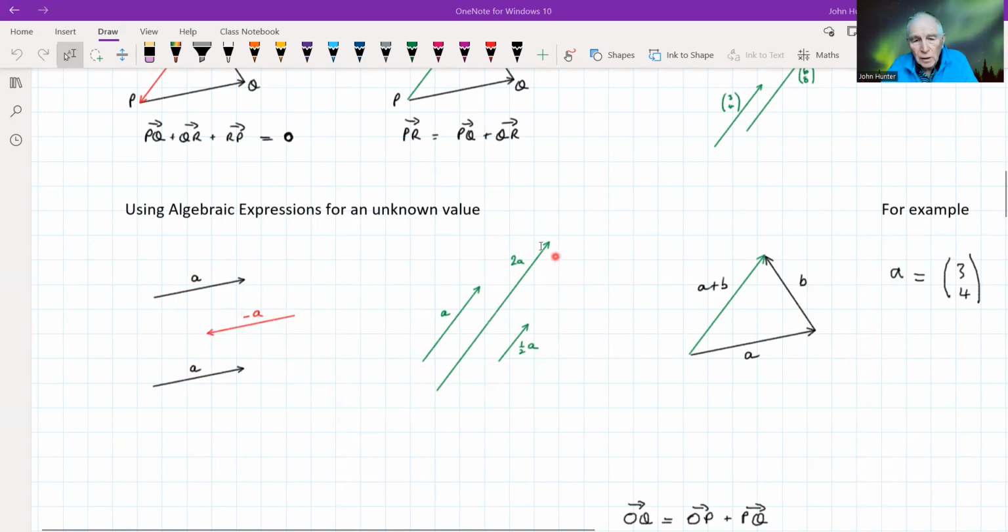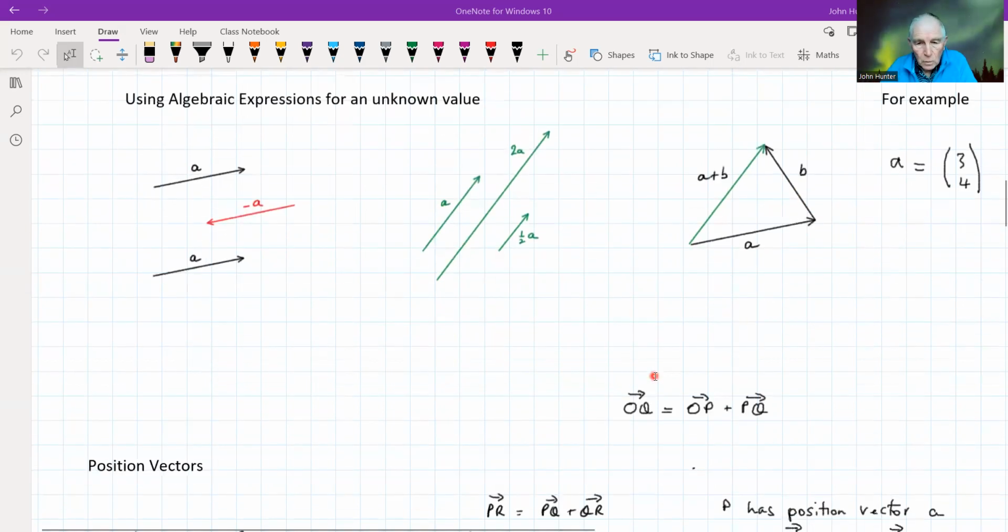Same idea here, where we've got the lengths. This one's twice as long as this, so that would be 2a if this one is a, and so on. And for instance, if we want the green one, if this is given to us as a and this one as b, then this is quite simply a plus b. So we'll see that in a moment.